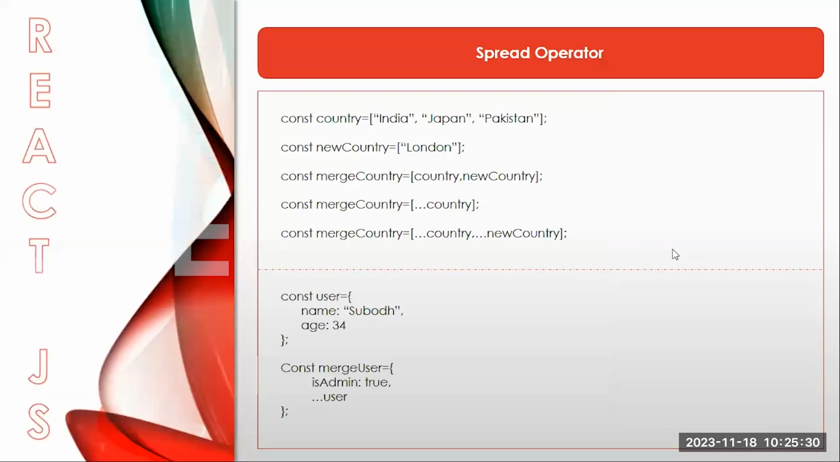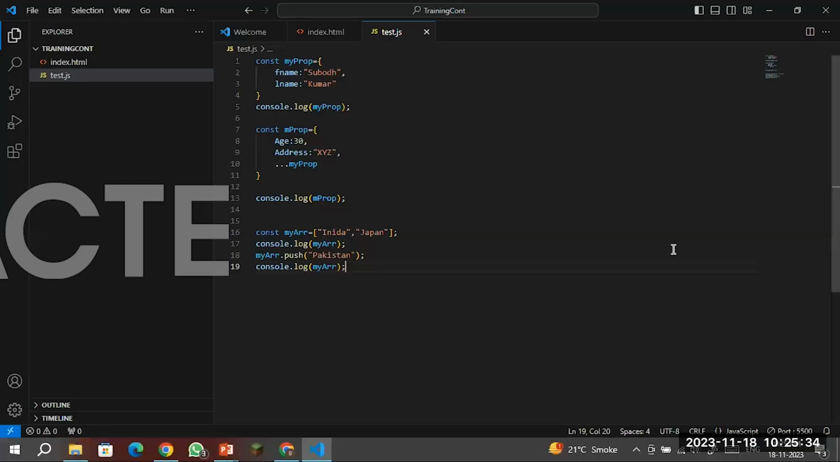Can you show this in VS Code? Yeah, please. Now, if you want to add Pakistan in between India and Japan, how do you do it? Is there another method possible? That method is to provide the index as well as the values.